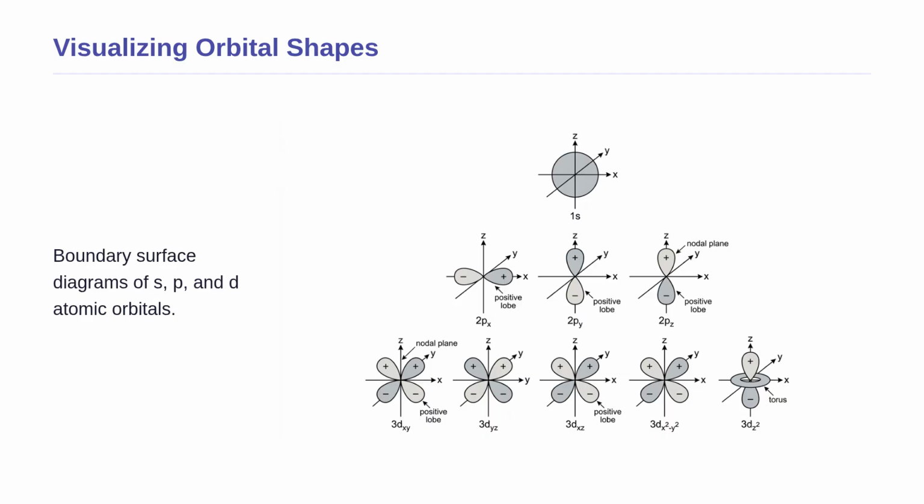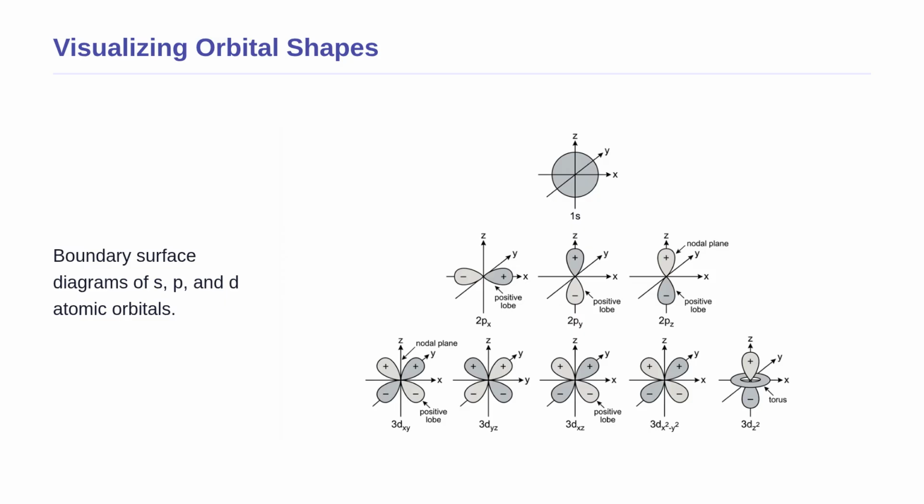On the screen, you can see the progression from the simple spherical s orbital at the top to the directional p orbitals in the middle, aligned along the x, y, and z axes. Finally, at the bottom, you see the complex d orbitals with their four-leaf clover and donut shapes.